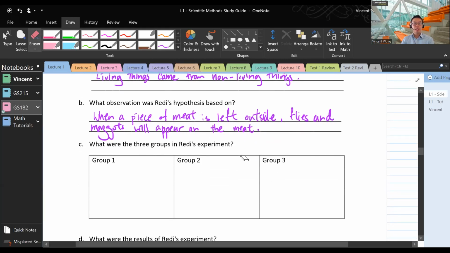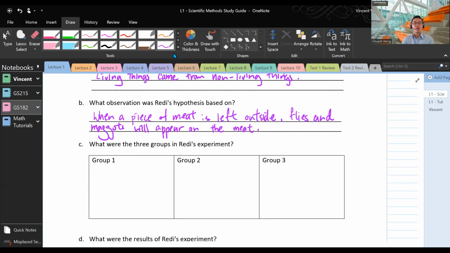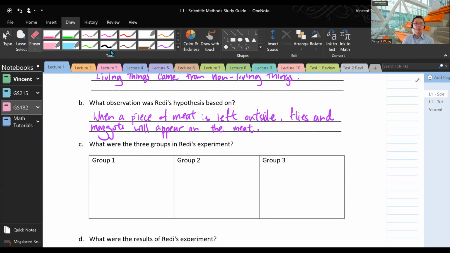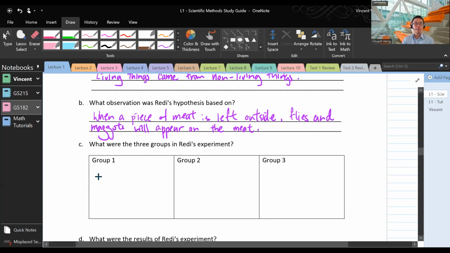So he did an experiment to see if this is actually going to support the theory of spontaneous generation. He has 3 groups. The first group, if you remember from the lecture, is that he has a jar. This is an open jar. It's not covered, and he's gonna put a piece of meat in there.